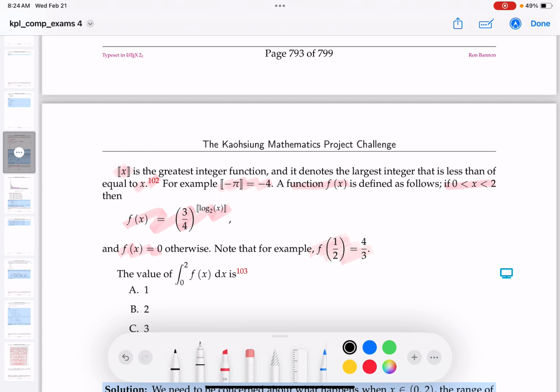Let me just check that out, by the way. So f of 1/2 would be 3/4 to the floor of log base 2 of 1/2. Well, that's not a bad problem, by the way, just 2 to the minus 1, so it's going to be minus 1. And the floor of minus 1 is minus 1. All right, so what do you get? You get 3/4 to the minus 1, which would be 4/3. Makes sense, by the way.